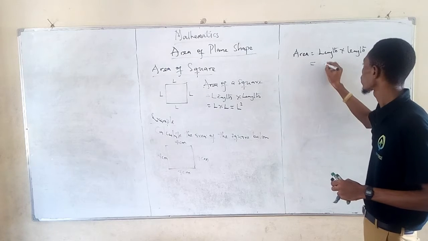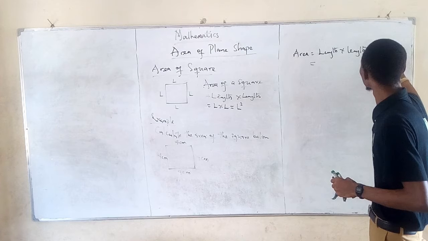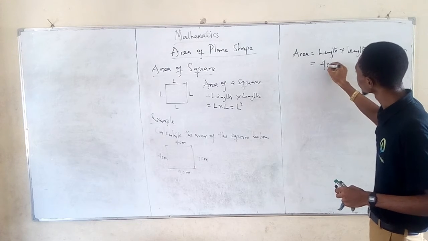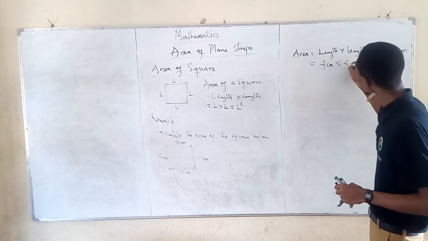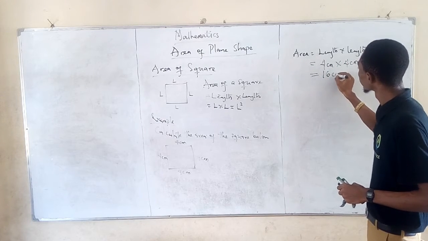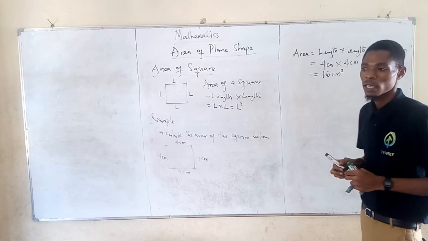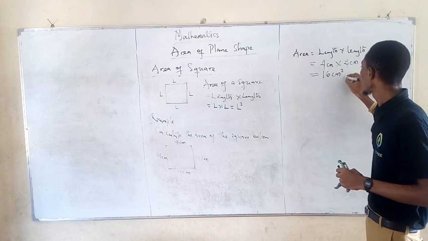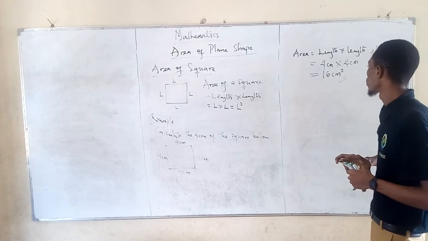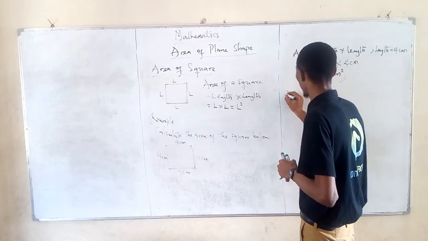And if our length is 4 centimeter, it means it's going to be 4 centimeter multiplied by 4 centimeter. 4 times 4 is what? 16 centimeter square. Centimeter times centimeter will give us what? Centimeter square. So our area for this square is what? 16 centimeter square. Let's try one other example and see how we go.